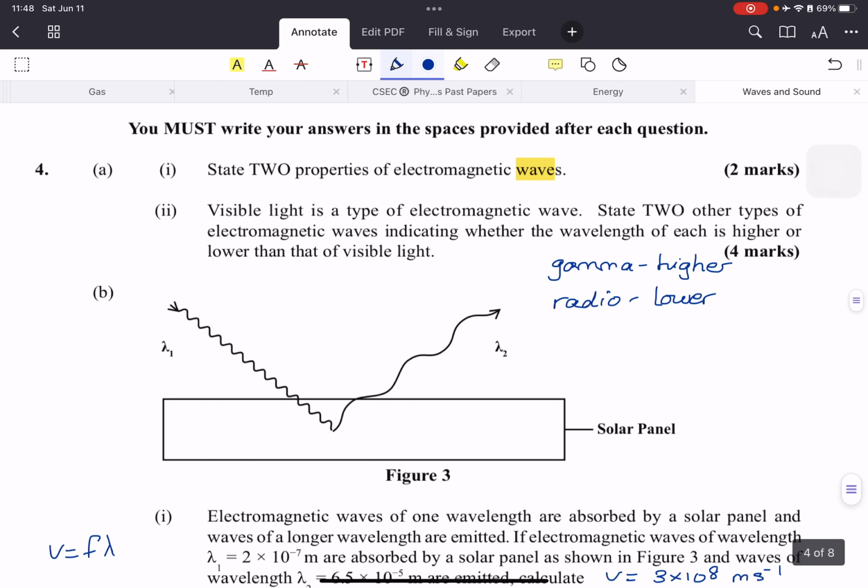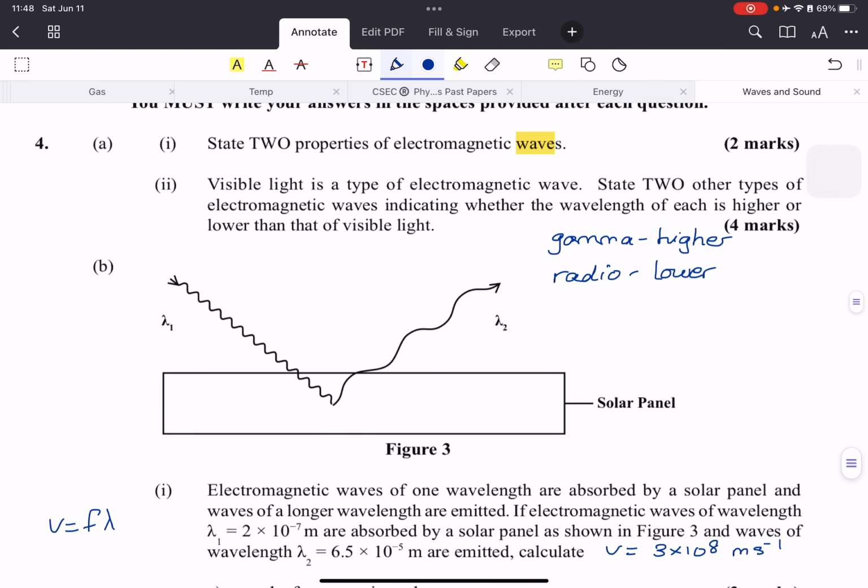Okay. So again, they want us to state some more properties of electromagnetic waves. We know that already. Part 2: visible light is a type of electromagnetic wave. State 2 other types of electromagnetic waves, indicating whether the wavelength of each is higher or lower than that of visible light. So this is something you need to remember, need to learn, is the electromagnetic spectrum, which has a whole lot of different examples of electromagnetic waves and their wavelengths, right? So there are a whole lot that you could choose from.